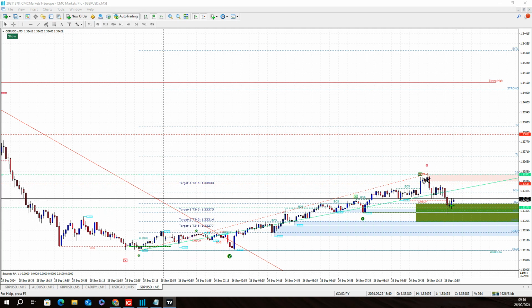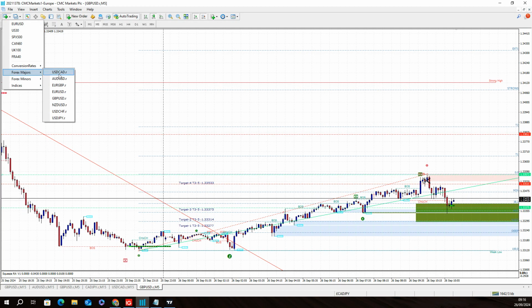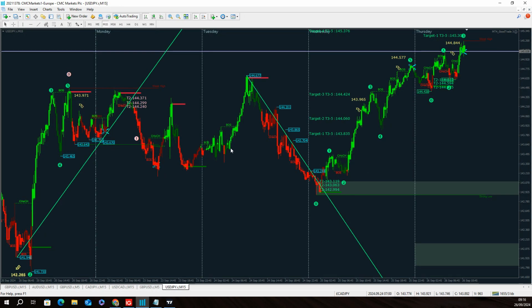And that's the pound US dollar. We've come into the buy zone, we're waiting for entry, so for us to get involved and buy this thing. So let's look at the dollar yen. That one we need to see what is going on. We haven't traded the dollar yen this week.